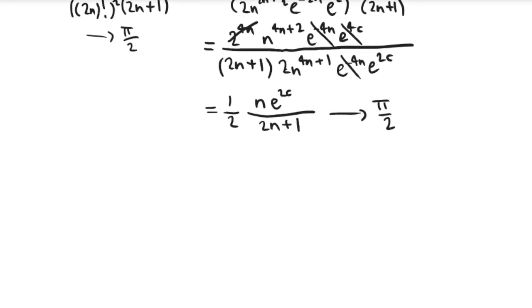Cool, so we are almost done. The next thing we want to notice is that because 1/2 is just a constant, we know that n e to the 2c over 2n plus 1 converges to pi as n goes to infinity. And then equivalently, that if I multiply this by 2, that this expression converges to 2 pi as n goes to infinity.